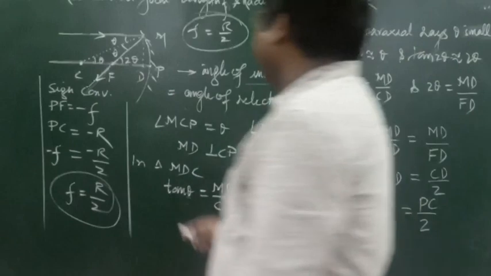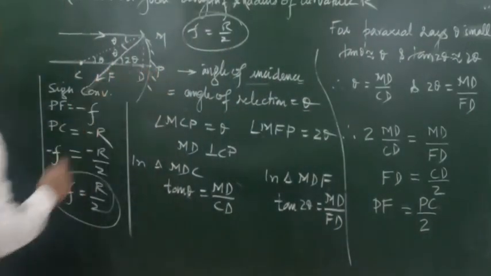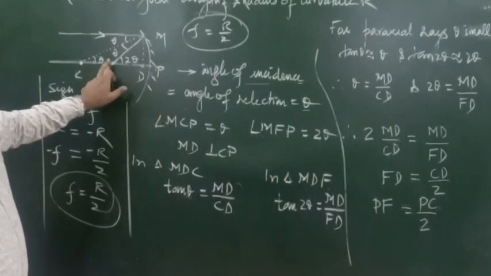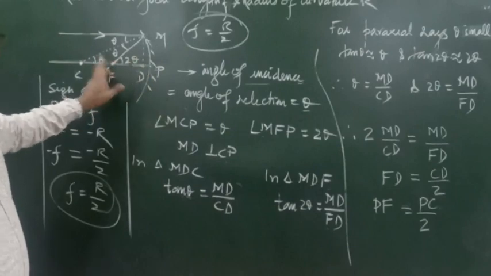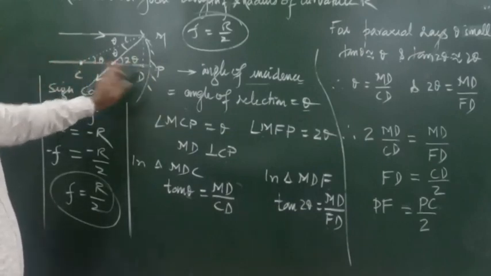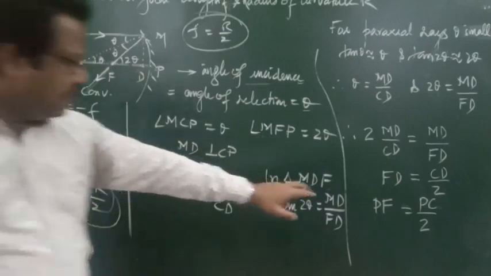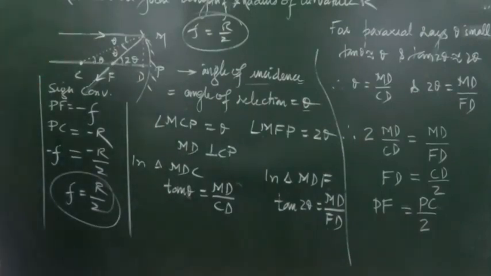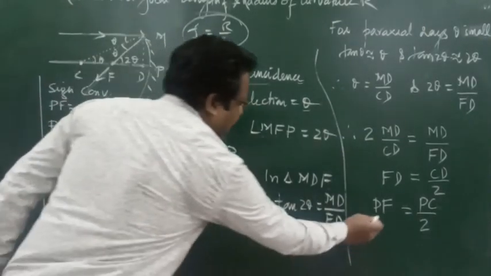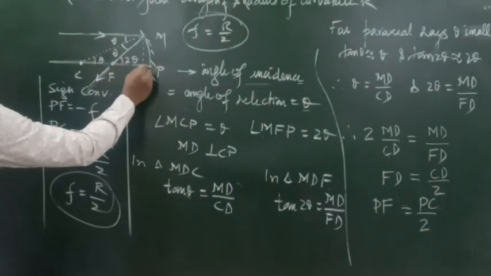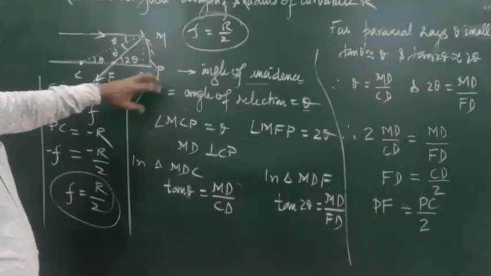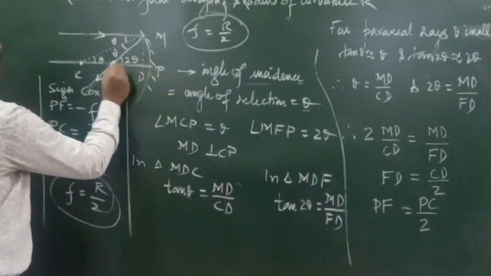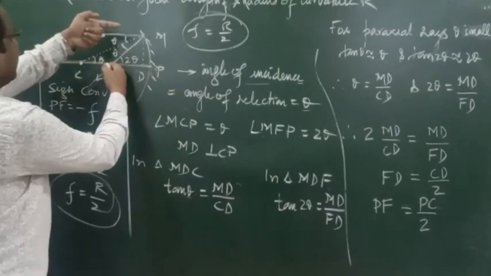Now, as D and P will be very near, you will write FD equal to FP or PF. In the same way, CD will be CP or PC. We have taken D very near to P. D and P are very near. After that, you got the relation like this. In this relation, what is PF? When we put numerical values or any substitution, we take the sign convention. So PF is nothing but the focal length, which is opposite to the incident ray. So minus f.